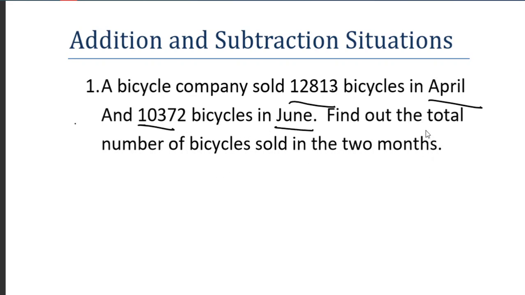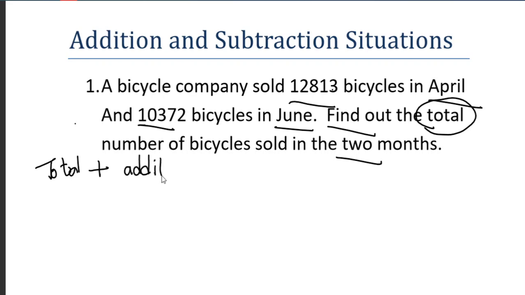So what is he asking? He's asking the total. So what is the information given? Number of bicycles sold in April and number of bicycles sold in June. And he's asking to find out the total in the 2 months. So for total, which operation will you do, addition or subtraction? We have to do plus, addition. So to find the total, we do addition. Okay children, so write the solution steps.